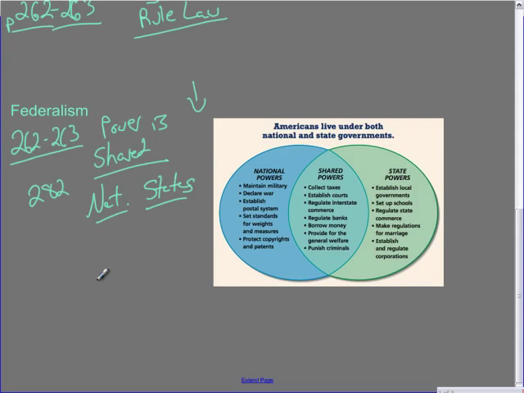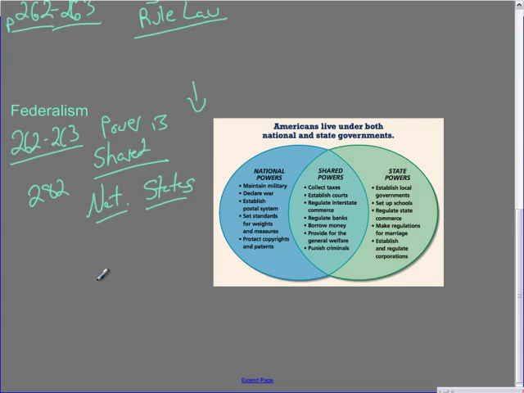So the next thing to think about is, what happens if a state law and a national law come into conflict with one another? Well, if two laws from two separate levels of government are coming into conflict with one another, the higher form of government is always followed. So if a state law conflicts with the national or federal law, the federal law always wins because it is the higher authority. So that's something to keep in mind.